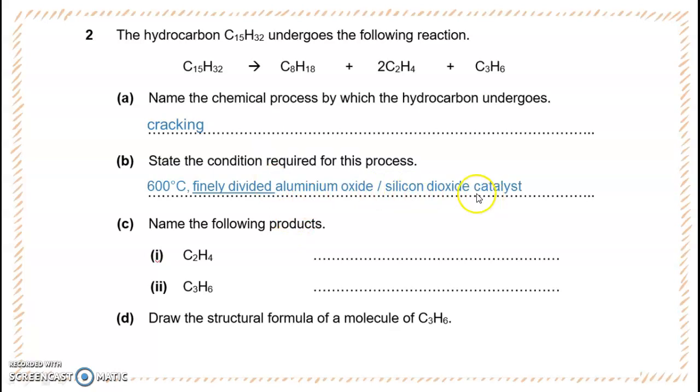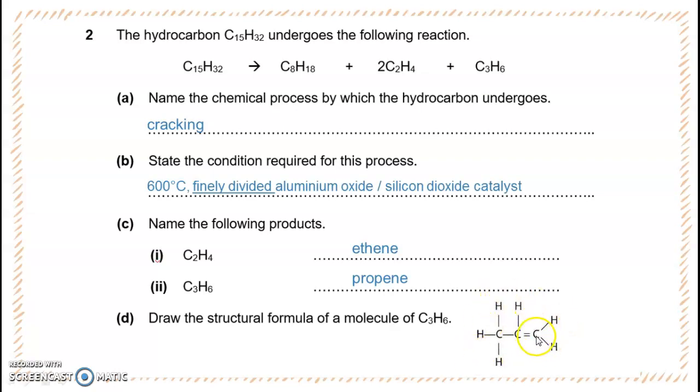Part C, name the following products. C2H4 and C3H6. If you look carefully, these two compounds are actually alkenes. C2H4 is ethene, and C3H6 is propene. Then you're asked to draw the structural formula of C3H6. Make sure you're clear that there's only one carbon-carbon double bond, and always count the hydrogen to see if it matches.